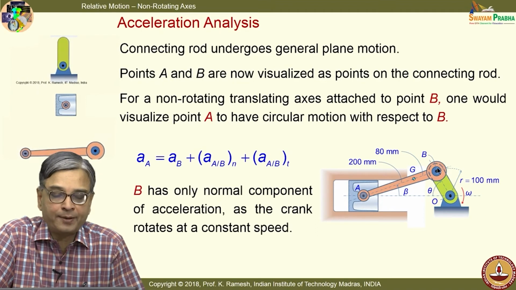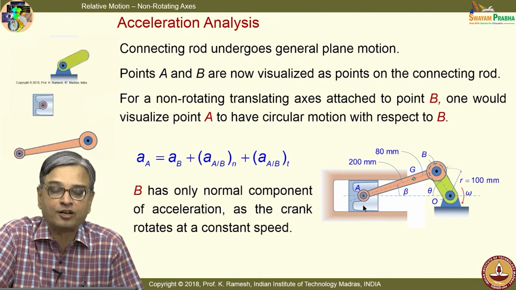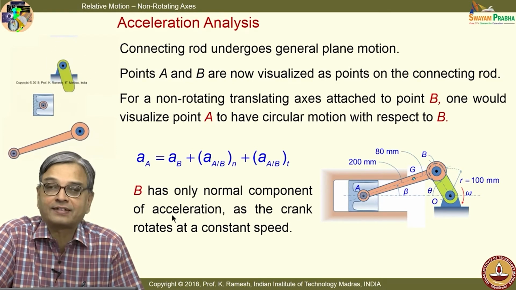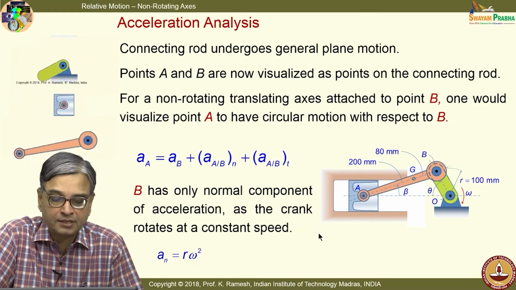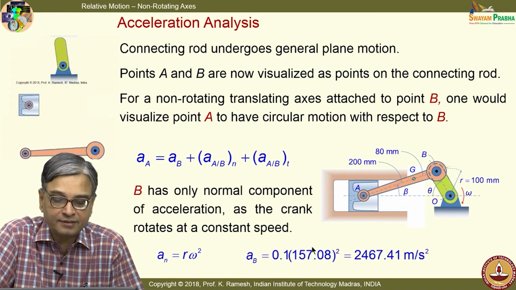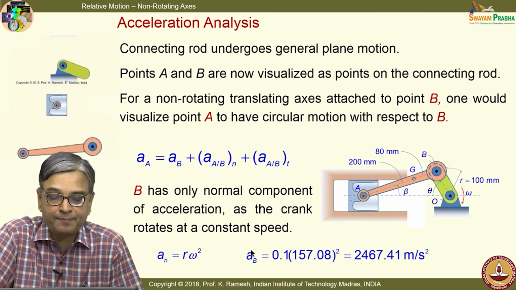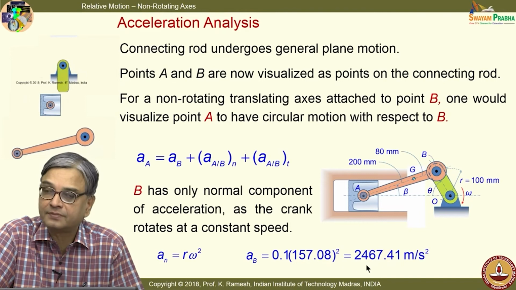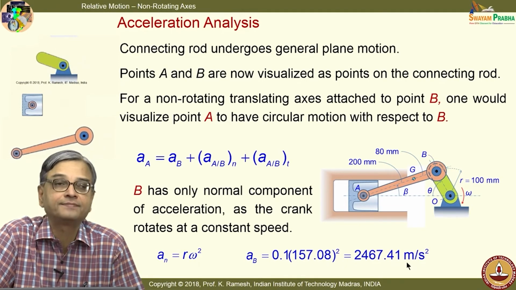And when you go to point B, it is said that this crank rotates with a constant angular velocity. So, I have only a normal component of acceleration, there is no tangential component, and I can write this as r omega squared. So, the absolute acceleration of point B turns out to be this magnitude. I have got this as 2467.41 meters per second squared.